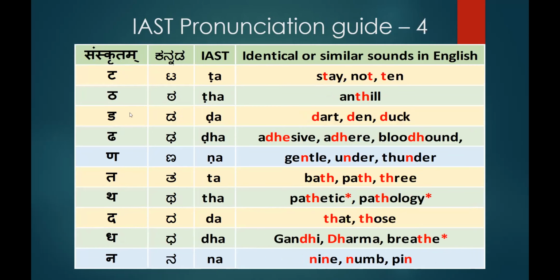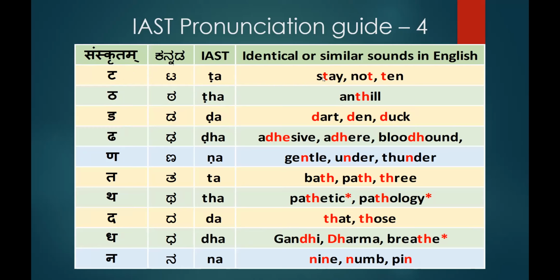Let us now move on to the next few examples. Ta, tha, da, dha, na. All these have a dot below in English transliteration. Ta with a dot below, where the first alphabet is having the dot. Tha with a T having a dot below. Da, dha, na.